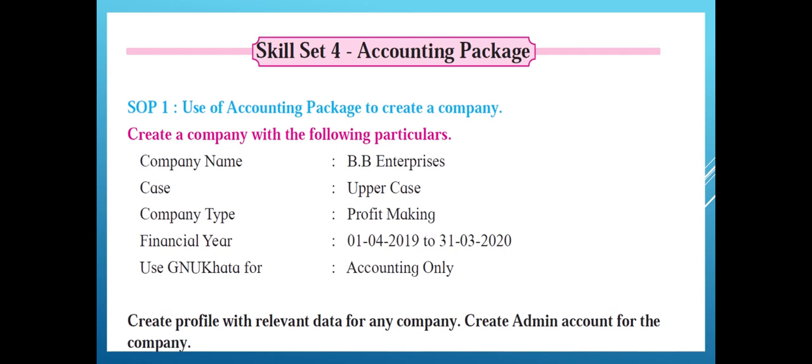Here they have mentioned the company name, that is BB Enterprise. Then case is uppercase letter, company type is profit making. The financial year starts from 1/4/2009, that is, it always starts from 1st of April of current year and ends on 31st March of next year. Then use the GNU Khata for accounting only as they have given, but we are going to use the Tally ERP9 software. Create profile with relevant data for any company and create admin account for the company. So this is the assignment which we are going to see.